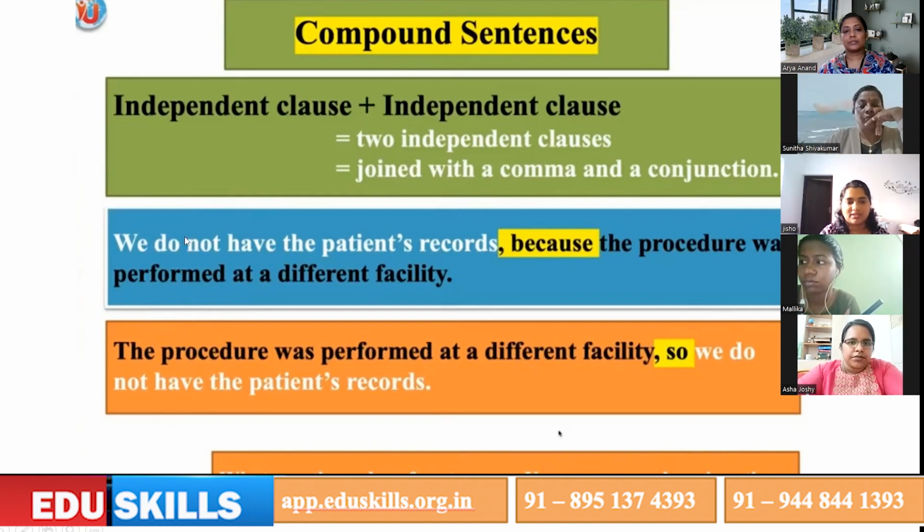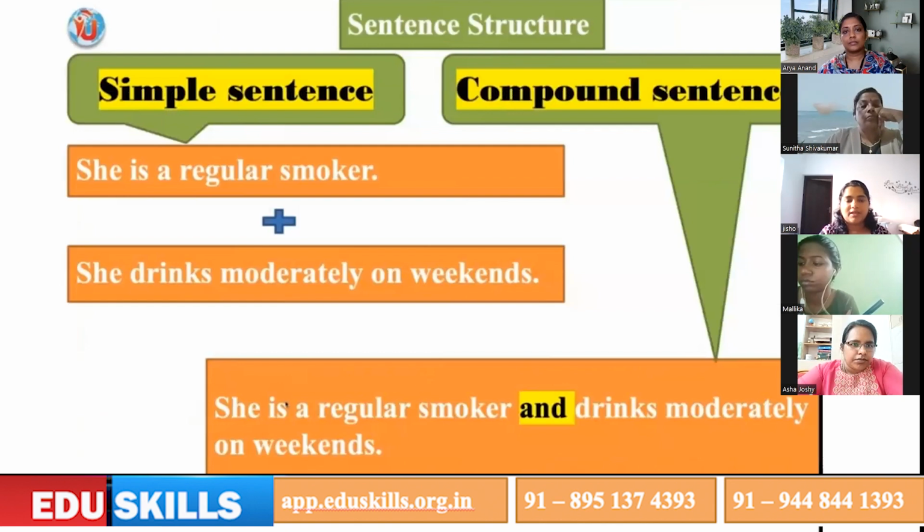You can see, we do not have the patient's record is a simple sentence. The procedure was performed at a different facility is another simple sentence. They are joined by a comma and a conjunction. Then again, how can we transform? This is also one example.